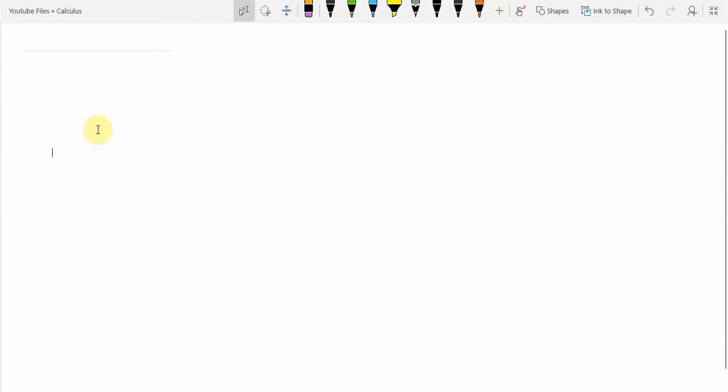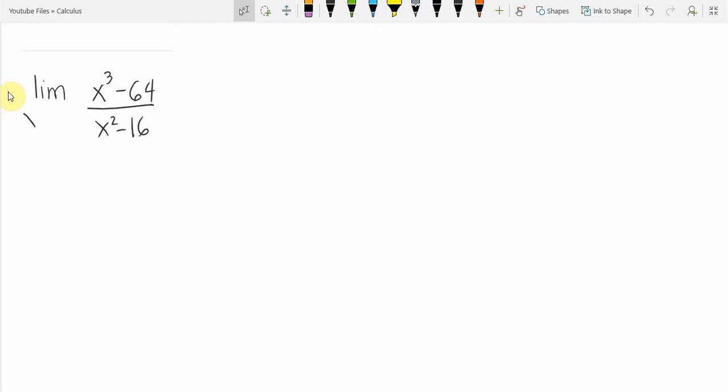Hello everyone. So for this video we are going to answer a limit problem. We have the limit of the function x cubed minus 64 divided by x squared minus 16 as x approaches 4.